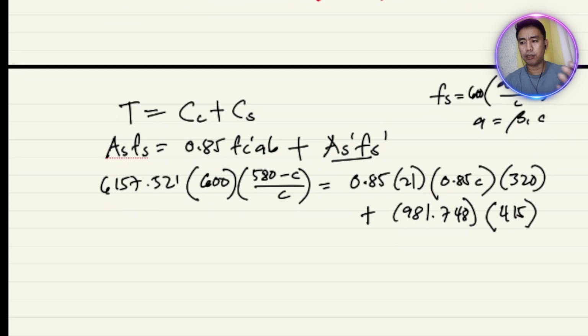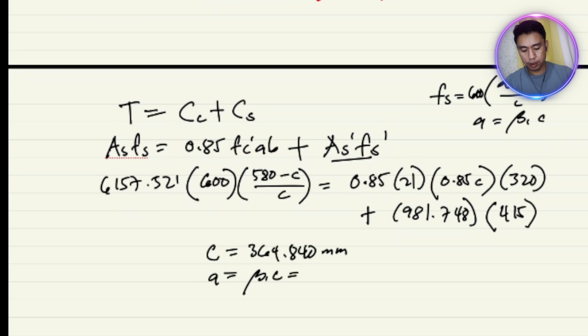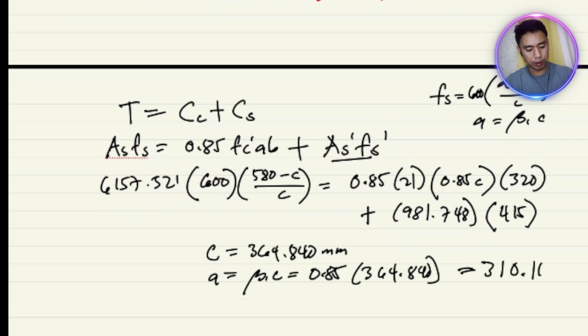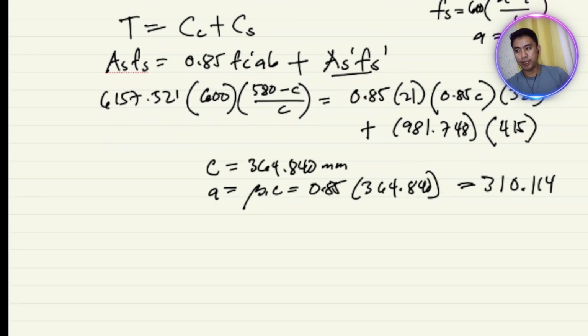So, be careful lang sa kung ano yung assume natin. Okay? So, always be careful with your assumption. So, c here is 364.840 mm. Right? Then we can solve a, which is beta 1 c. This is 0.85 of 364.840. This is 310.114. Now, let's check again. Check muna tayo.